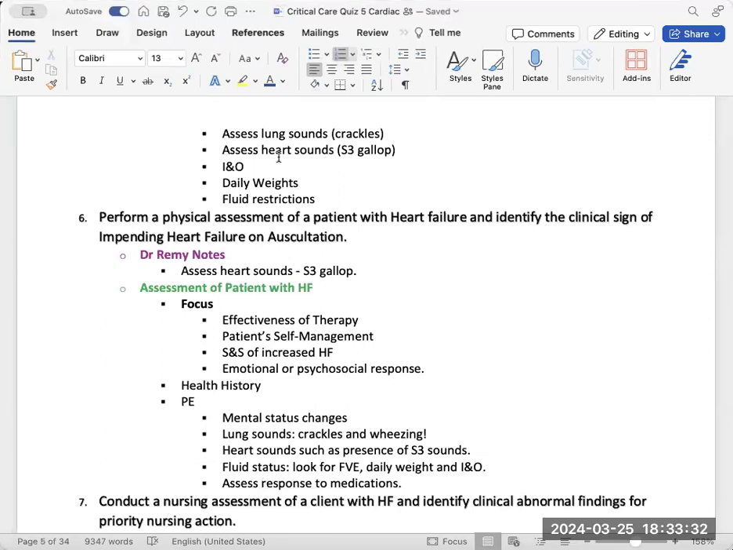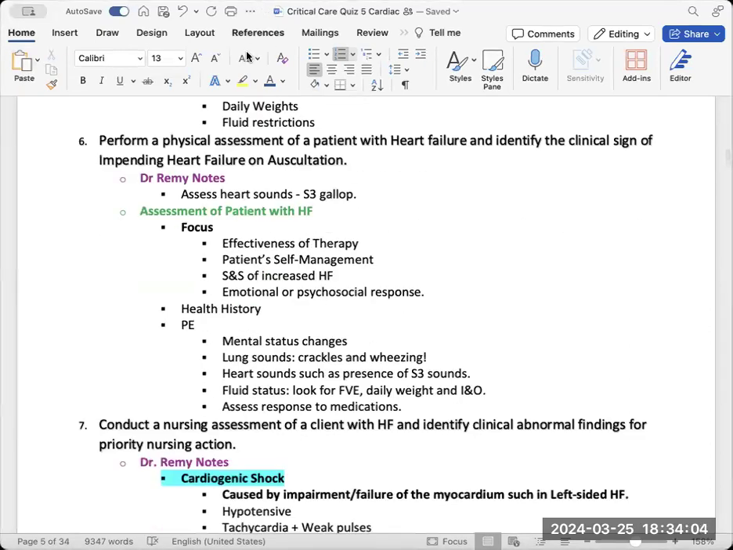Eventually if the fluid just gets so crazy, we want to make sure that it doesn't get to the lungs. We also want to assess heart sounds. And we also want to look at I and O and daily weights because that's going to tell us if they're gaining more fluid, right? If they're gaining a few pounds in a day or they're not outputting as much as they're inputting, and also fluid restrictions. So we don't want to give them more fluids while they're already having problems with gaining fluid buildup.